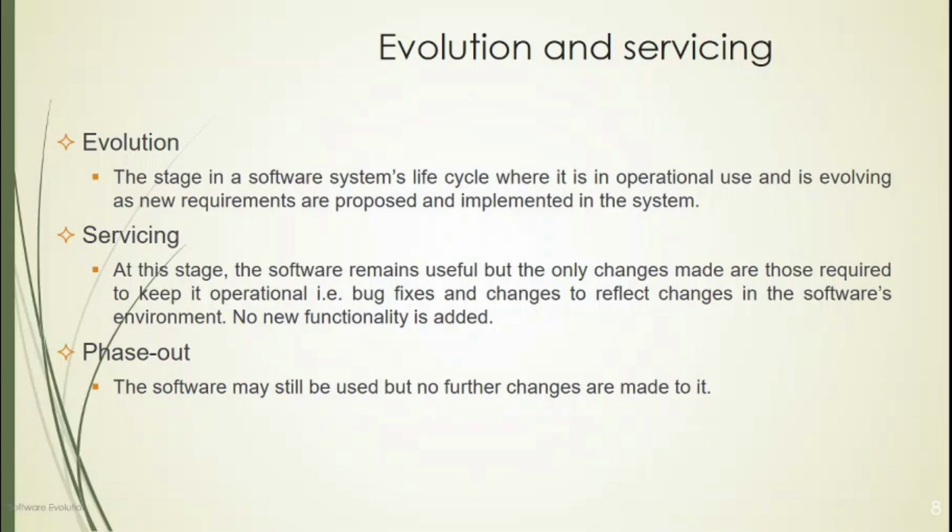You can see here evolution: the stage in the software system life cycle where it is in operational use and is evolving as new requirements are proposed and implemented in the system. Servicing: at this stage, the software remains useful, but the only changes made are those required to keep it operational. That is, finding bugs and making changes to reflect changes in the software environment, and no new functionality is added in servicing.